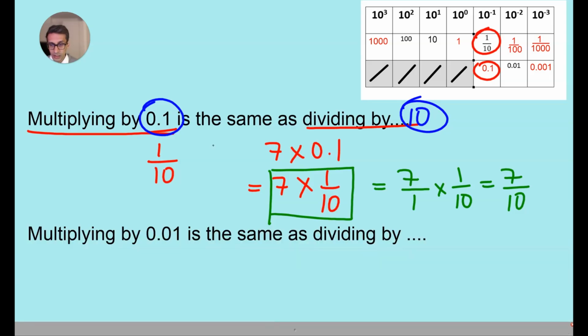And similarly, we can also say when you multiply any number by 0.01, it's actually just the same as dividing by, in this case, 100.